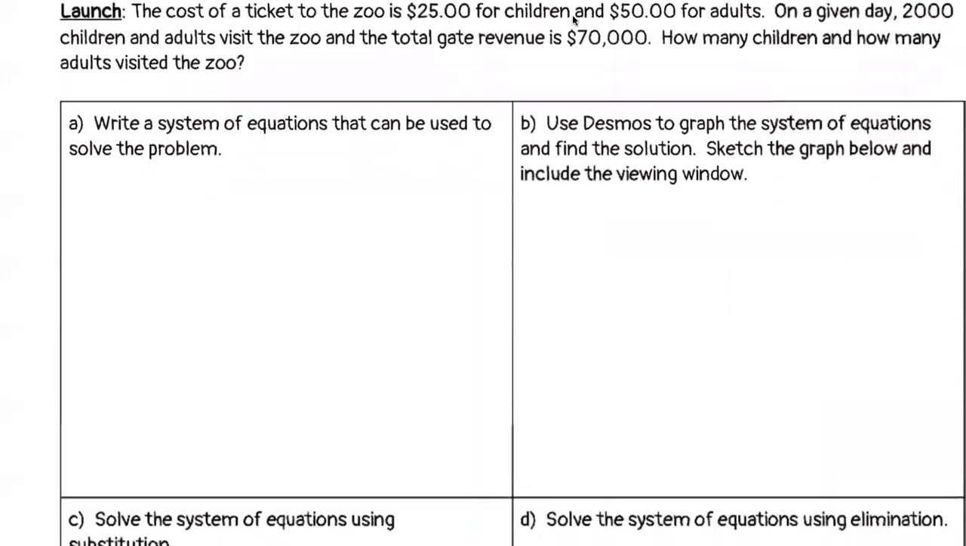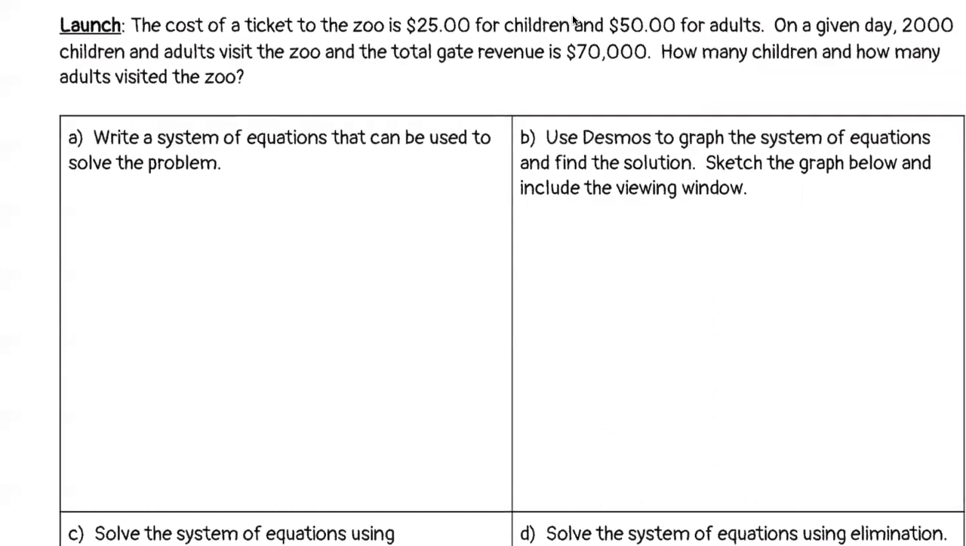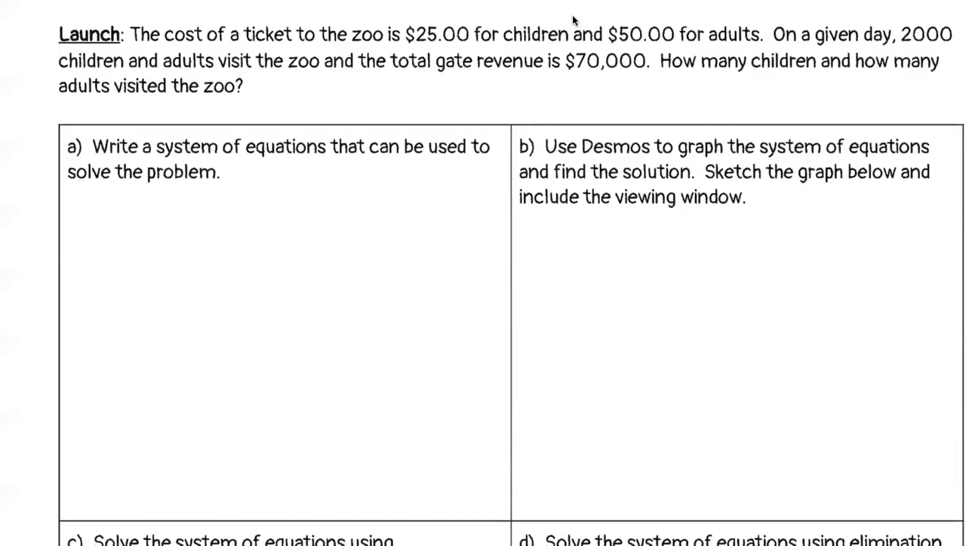And so do any of the groups, or well, there's only 2 groups, but did either group end up with a system of equations? I think both of us did, but I know my group did. Yeah, what'd you get? It's a funny thing. Originally, we used the variables A and C for adults and children instead of X and Y. So our graph was interesting. But we got, for the first equation, 70,000 equals 25X plus 50Y. And for the second equation, we got 2,000 equals X plus Y.